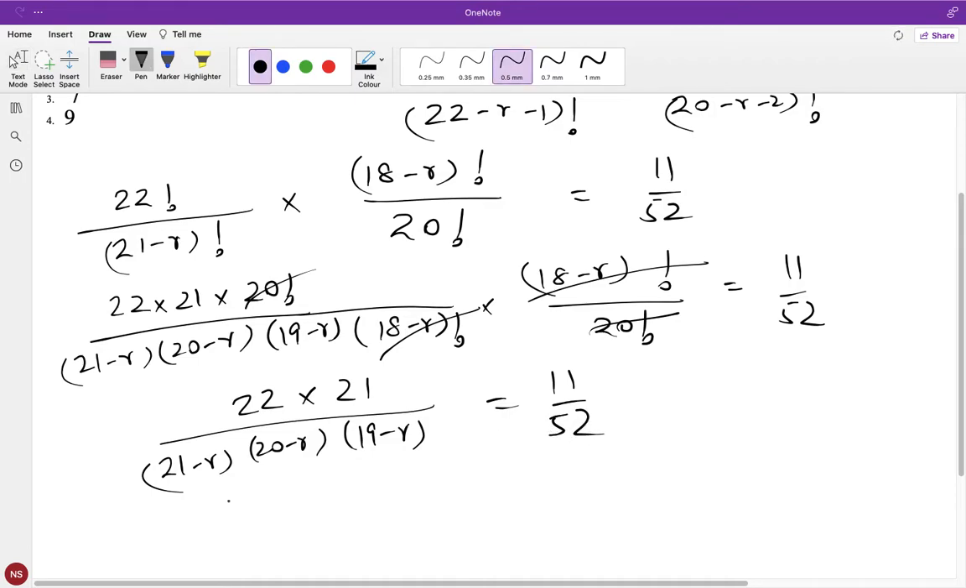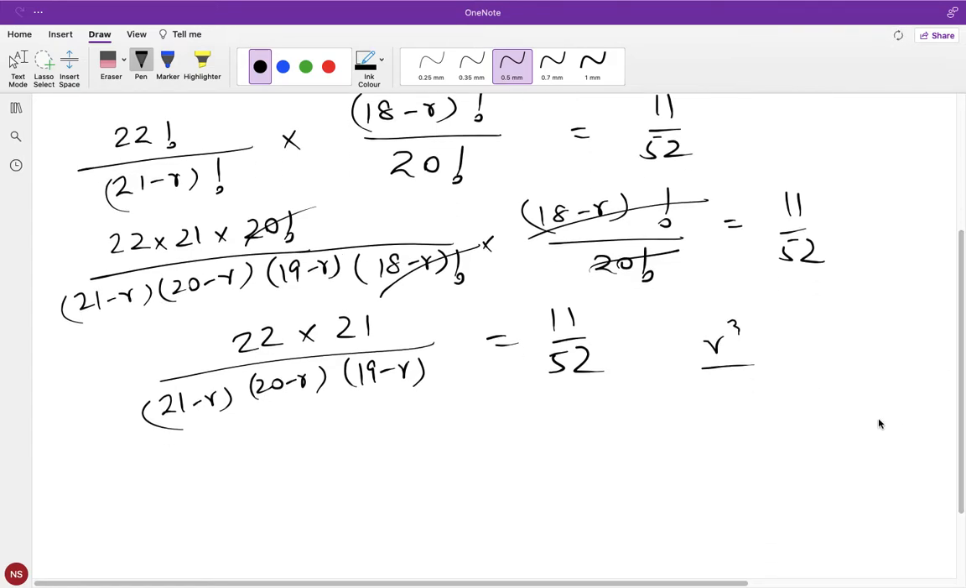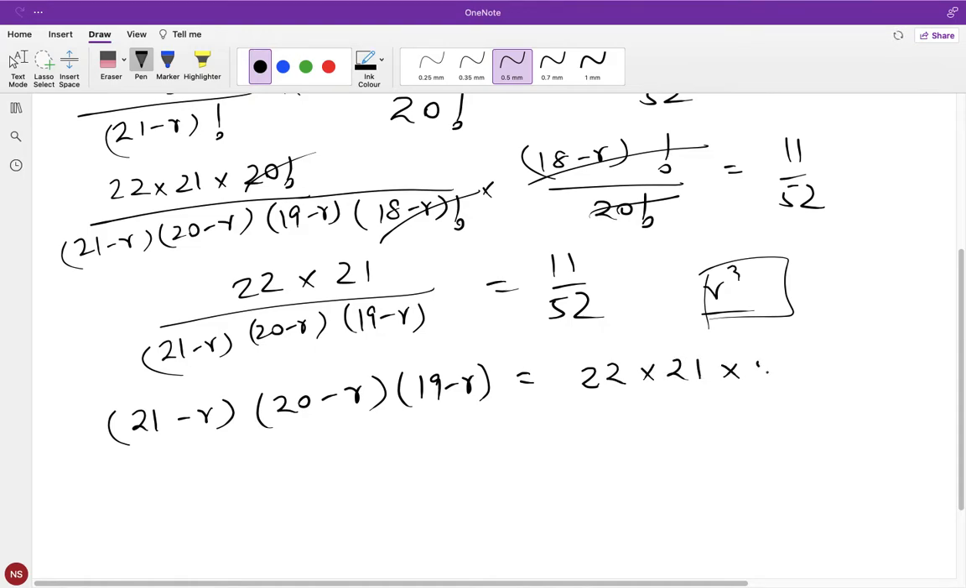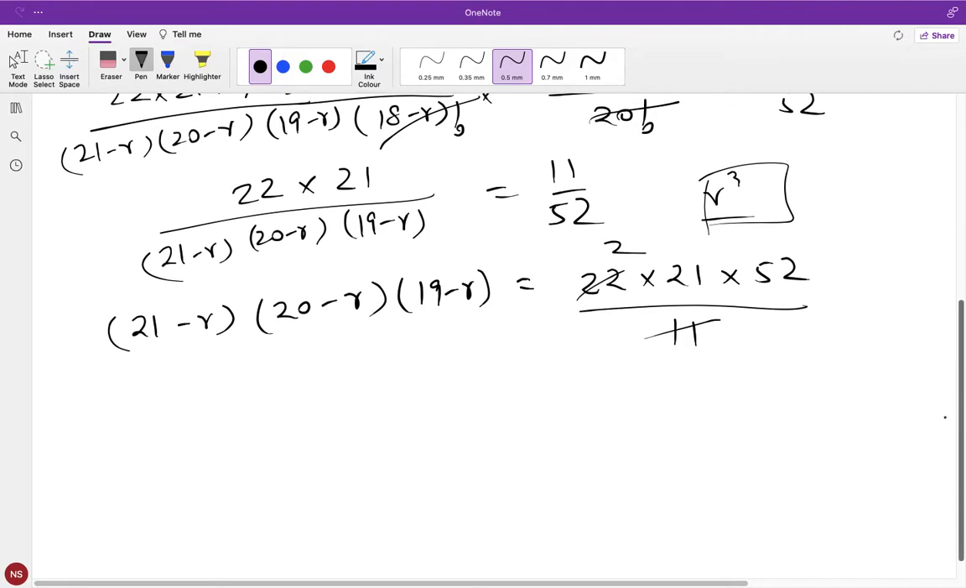Now if you open these brackets and try to solve it, you will get a cubic equation. R cube term will be there, r square, r term will be there, and when you try to solve it, again you will waste 10 minutes. So I don't want to do it that way. So what will I do? 21 minus r, 20 minus r, 19 minus r is equal to 22 times 21 times 52 by 11. So this is 2 into 21 into 52.